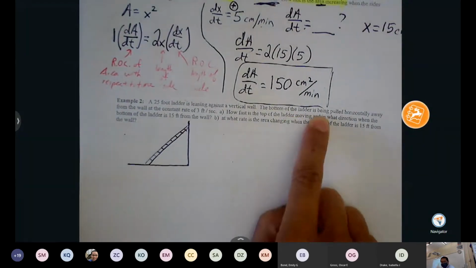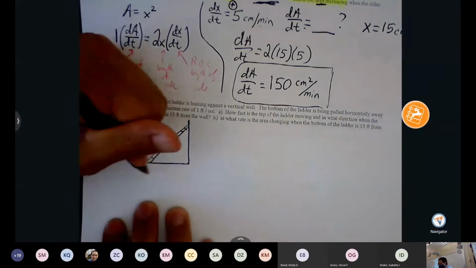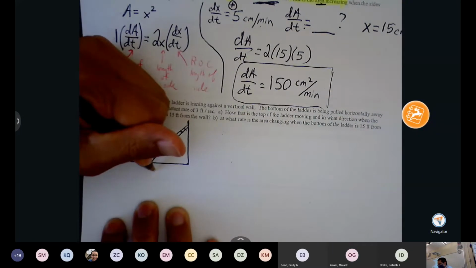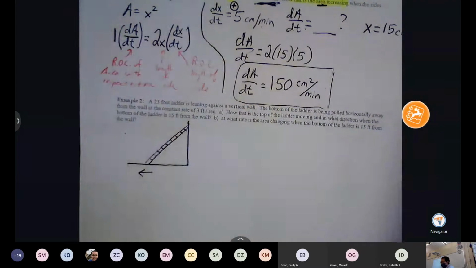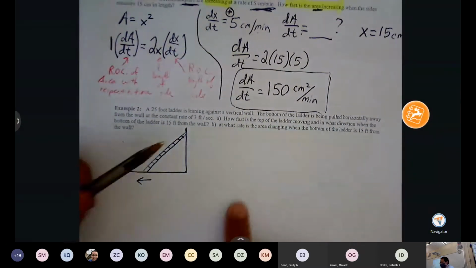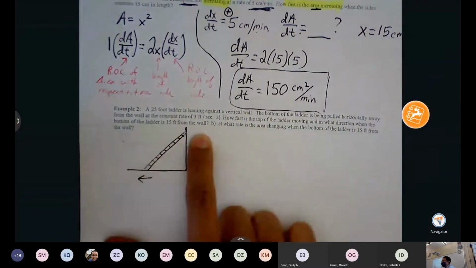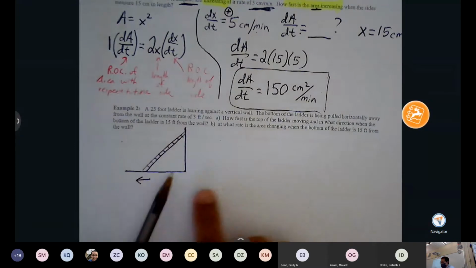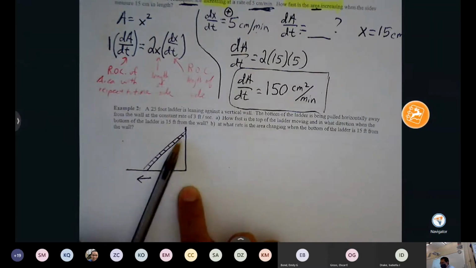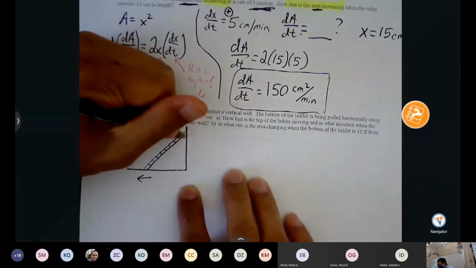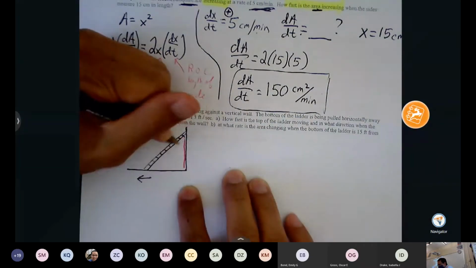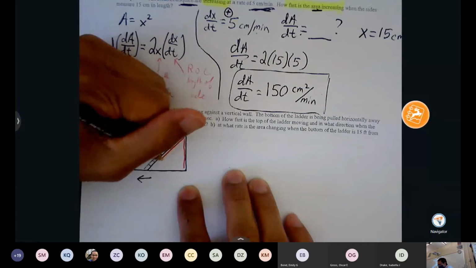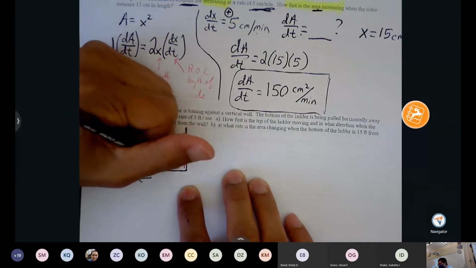Bottom of the ladder is being pulled horizontally away, so it's getting pulled this way. And we know that, so if you imagine this ladder sliding down, you can imagine the length of this triangle changing over time, right? So that's going to be our focus. Our focus is going to be trying to figure out that relationship between the sides of this triangle.